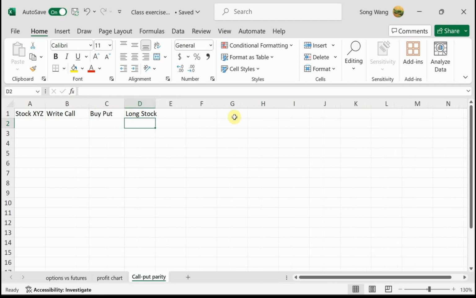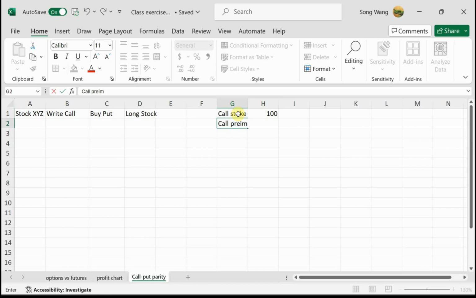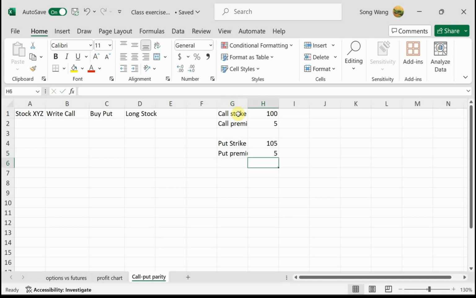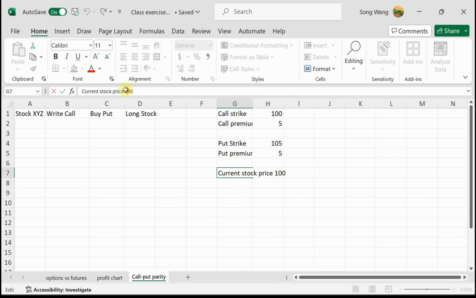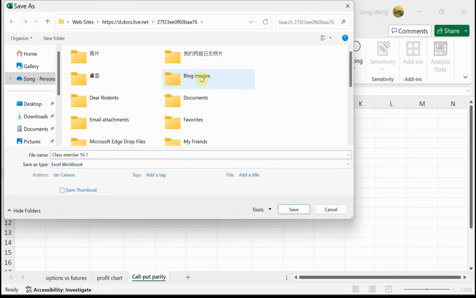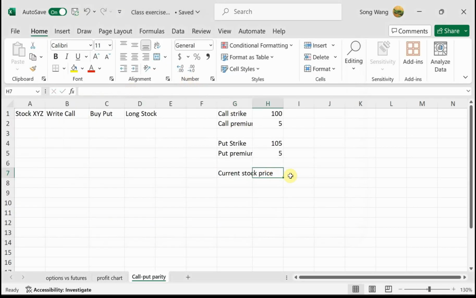So the textbook gives you the conditions like this. You have the call strike price, that is $100, and you also have the call premium, that is $5. You have a put strike price, which gives the buyer the right to sell at $105, and the put premium is $5. And the current stock price is 100. Okay, it is 100. All right, I'm sorry, 100 should be right here.